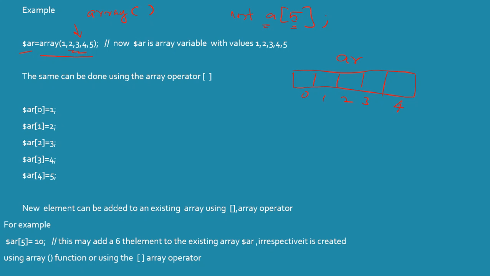So here, as there are 5 different values, AR is going to be a 5-sized array, and each of these locations may get assigned with values 1, 2, 3, 4, 5. So AR is going to be an array, to be specific, an integer array with 5 different values.